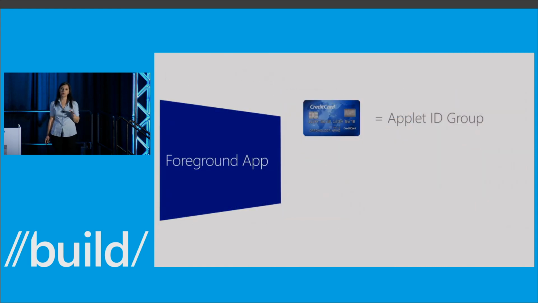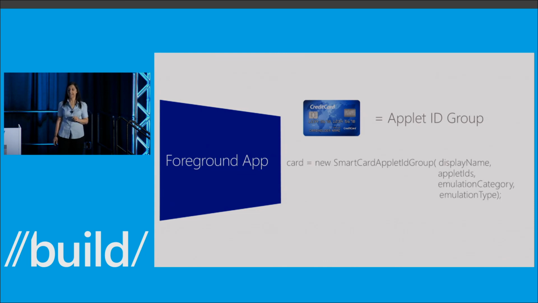So I'm going to go through the foreground app in a little bit more detail. What is an applet ID group? An applet ID group is a group of AIDs that logically belong together. So whatever applet IDs are in a plastic card, you put them in an applet ID group. It has 4 main properties.